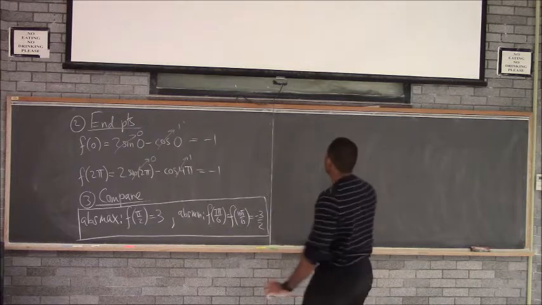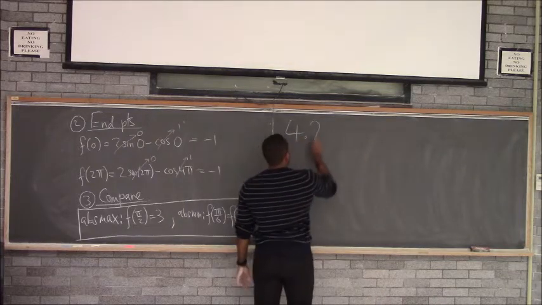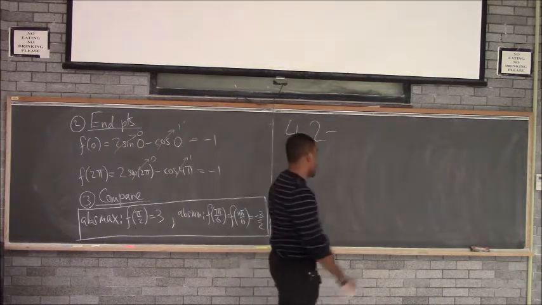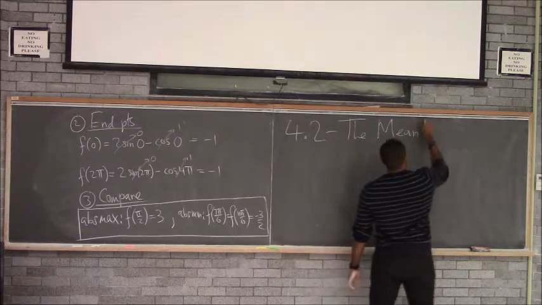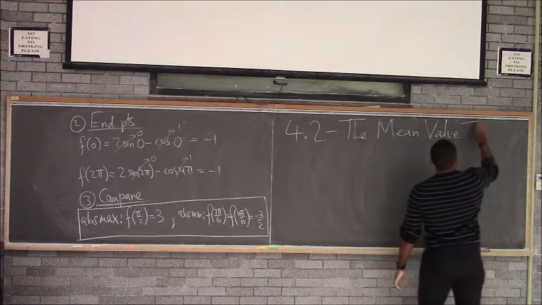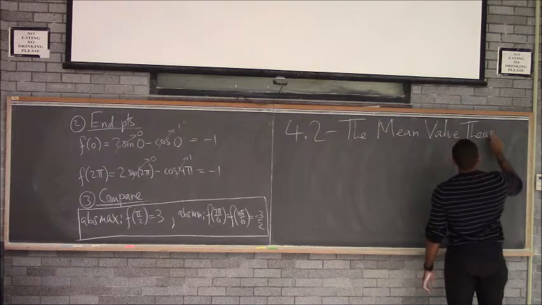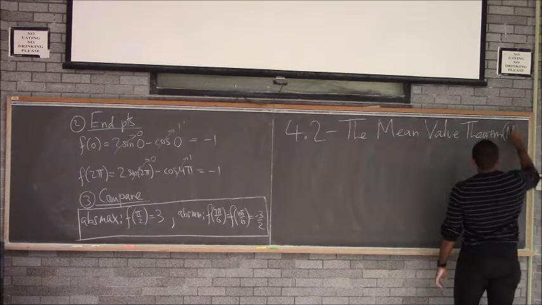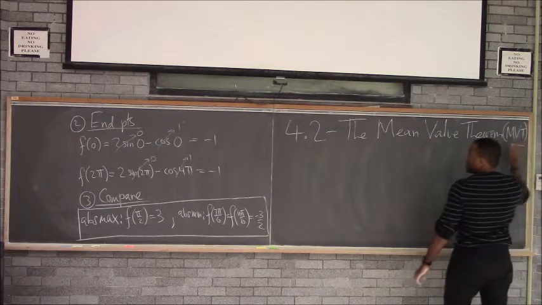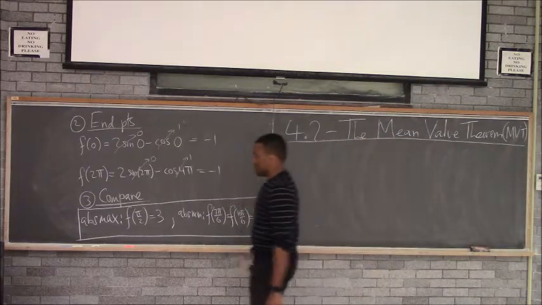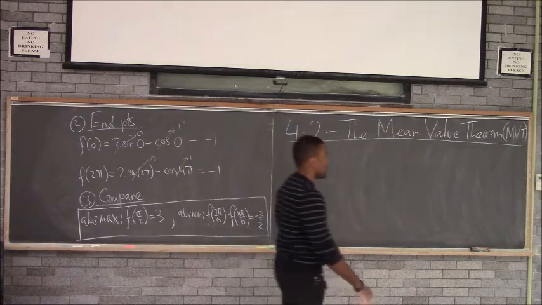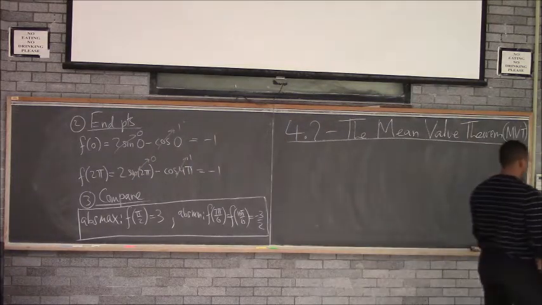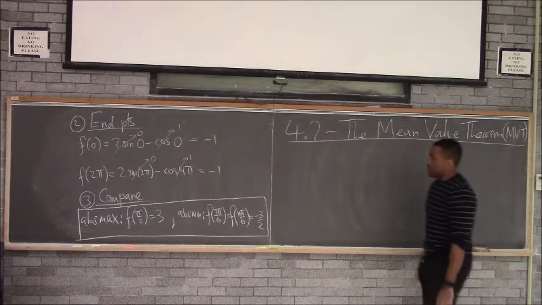4.2. 4.2 is what we're going to do now. The mean value theorem, affectionately known as MVT. Anytime the math person writes down the abbreviation MVT, he's talking about the mean value theorem. It's a very important theorem.